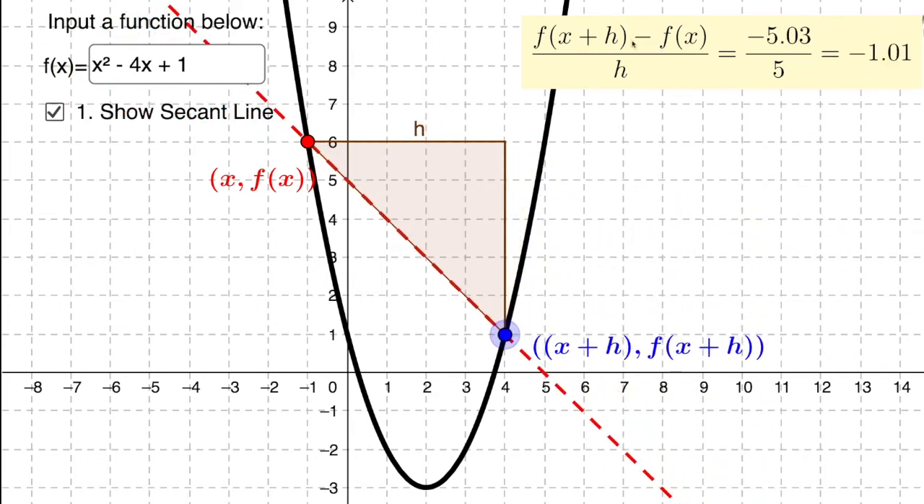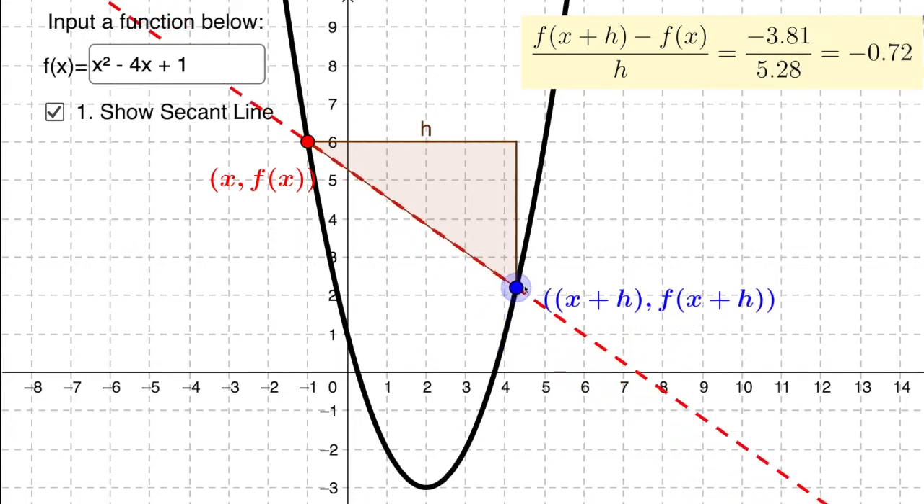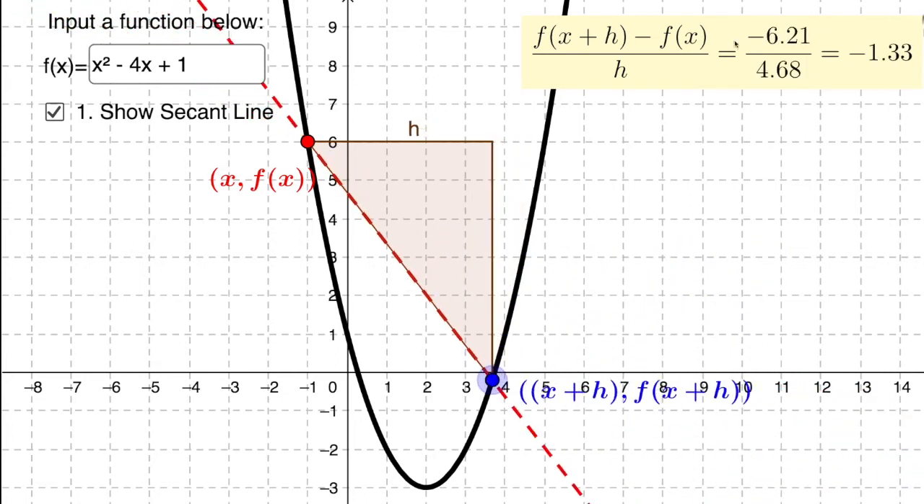But what is this finding? Our expression, which we said for the average rate of change, was f of a plus h minus f of a all over a plus h minus a. Here we're using an x instead of an a, but same idea. What is this calculating? This is calculating the average rate of change, which is the slope of that secant line. So my secant line is this red line that we've got right here. And as we move these points along, it's calculating the slope of that secant line.